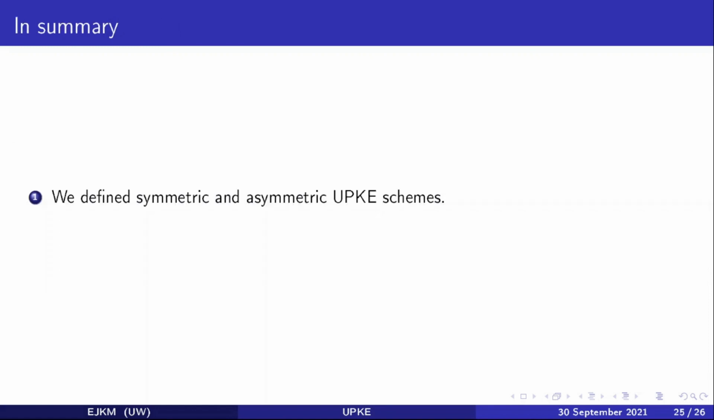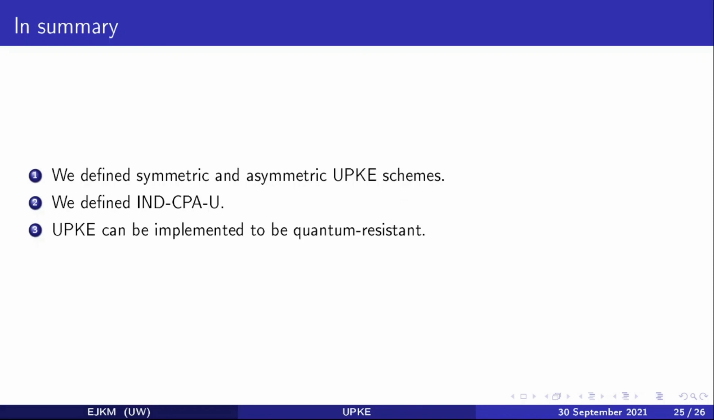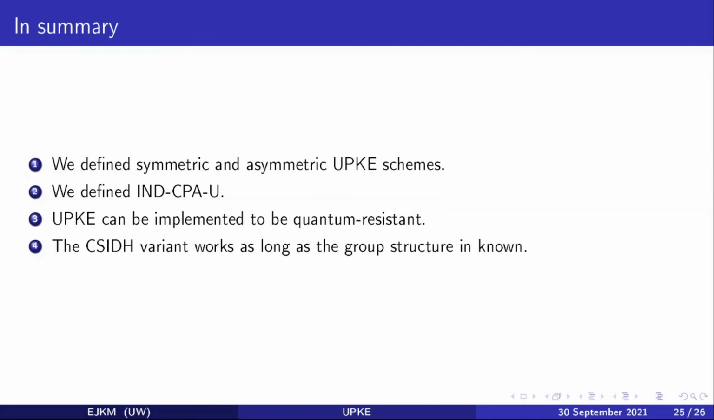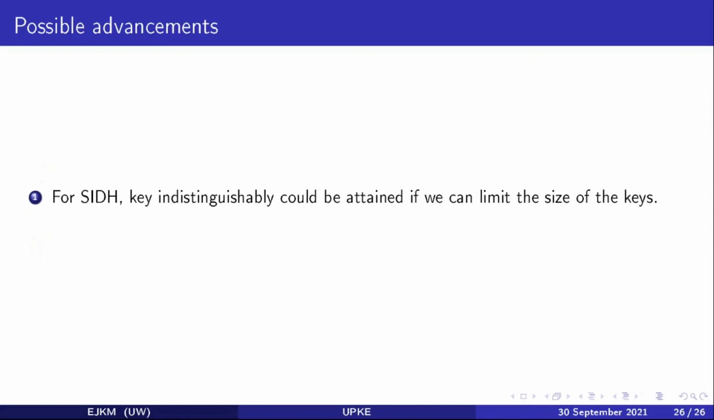In brief, in our paper, we defined what are symmetric and asymmetric UPK schemes. We also defined this new security property that is IND-CPA-U. We showed that UPK schemes can be implemented to be quantum resistant because of our CSIDH variant, and that CSIDH variant works as long as the group structure is known. When it comes to the SIDH variant, while it is still hindered because of existing mathematical limitations, we show some steps toward a valid implementation.